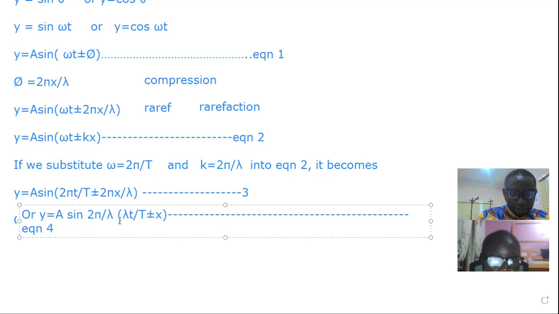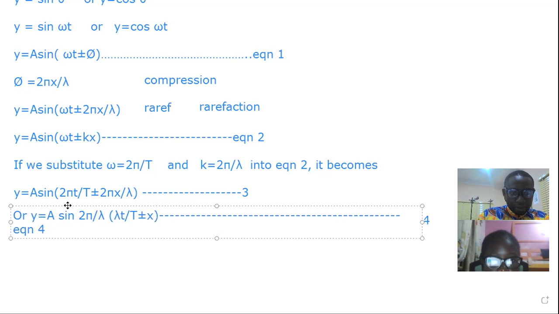All right. Now this should be a sine 2 pi over lambda bracket lambda t over T plus or minus x. That's it by factorization. Now, but remember that v, which we call the linear velocity or the linear speed, is also equal to frequency times lambda, and lambda is also equal to vT. So that means we can have an equation like this.